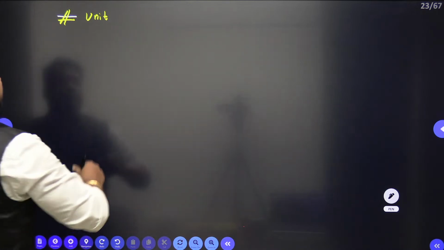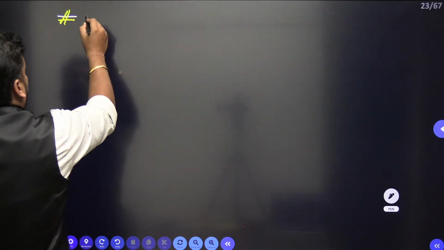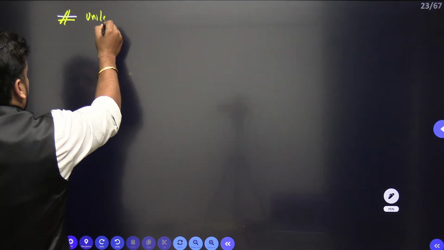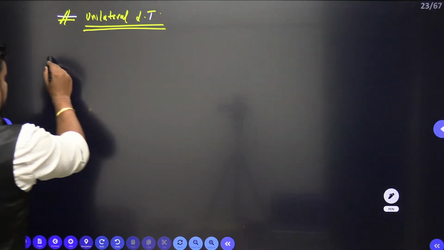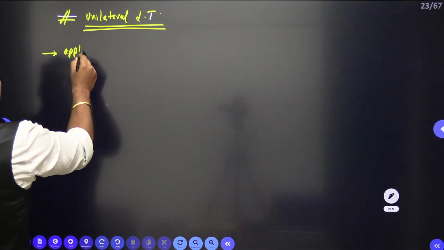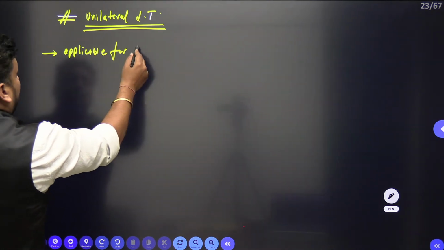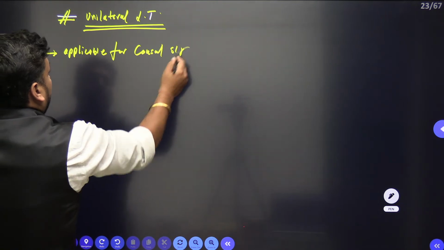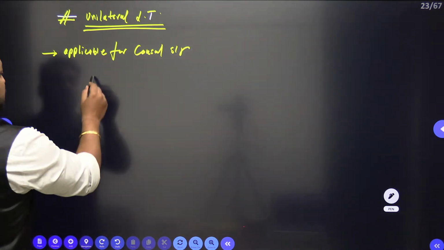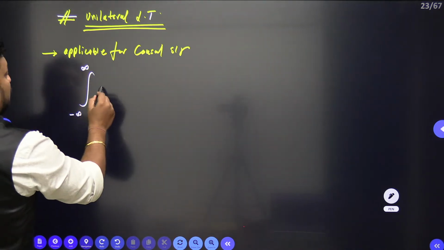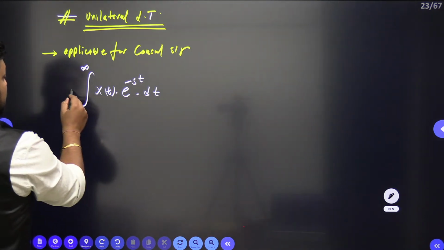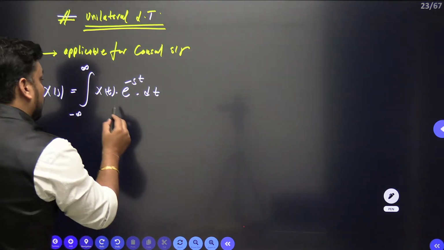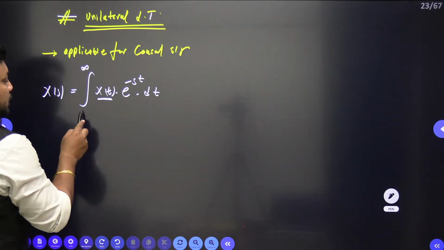Bilateral means the limit goes from minus infinity to infinity. Let me give you the basic difference between the unilateral and bilateral Laplace transform. Unilateral Laplace transform is applicable for causal signals. It means the integral from minus infinity to infinity of x(t) e to the power minus st dt is the Laplace transform formula, but because x(t) is causal, the lower limit will automatically be 0 to infinity.